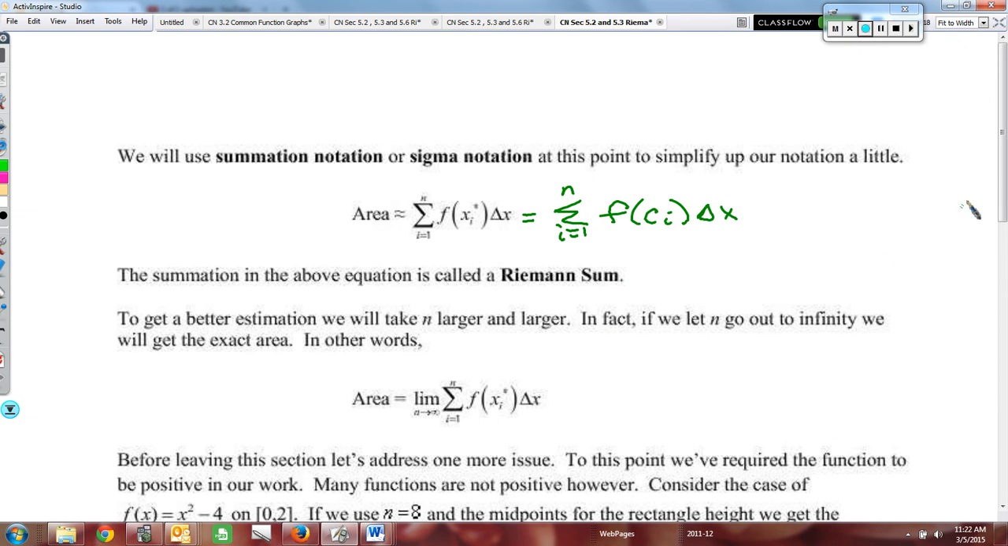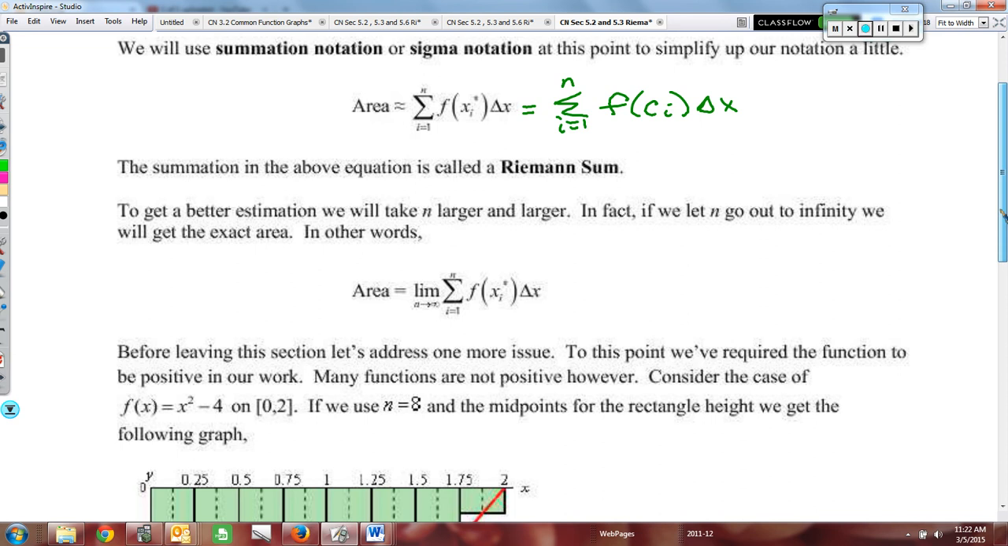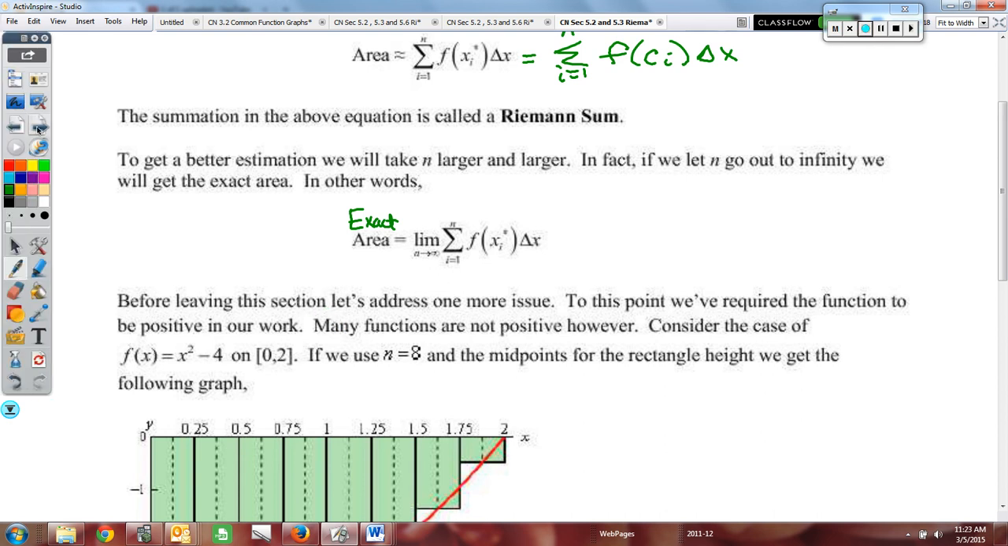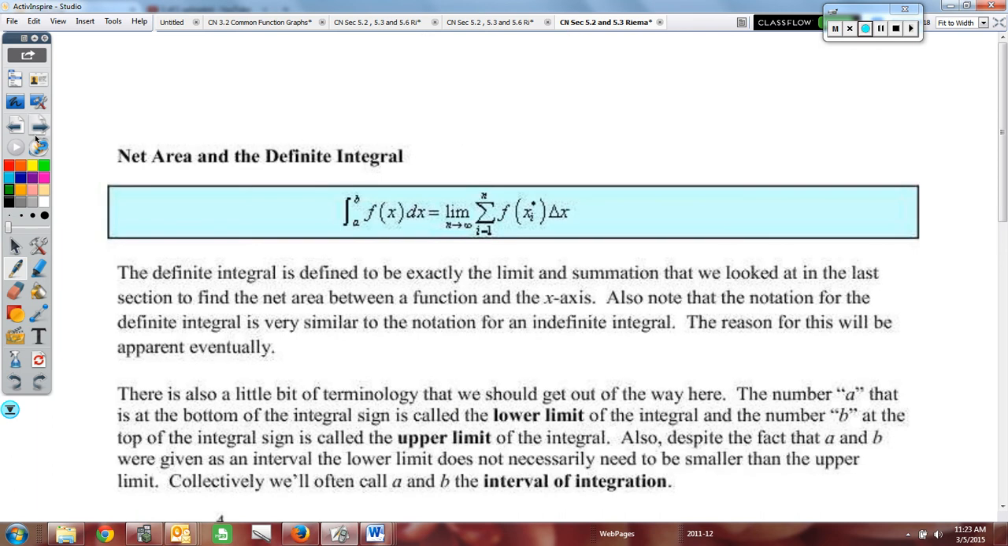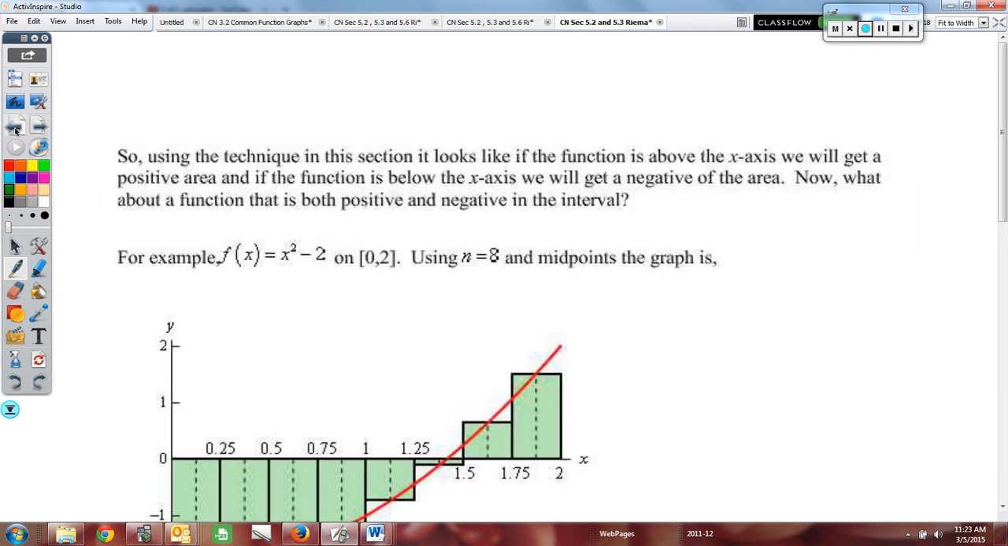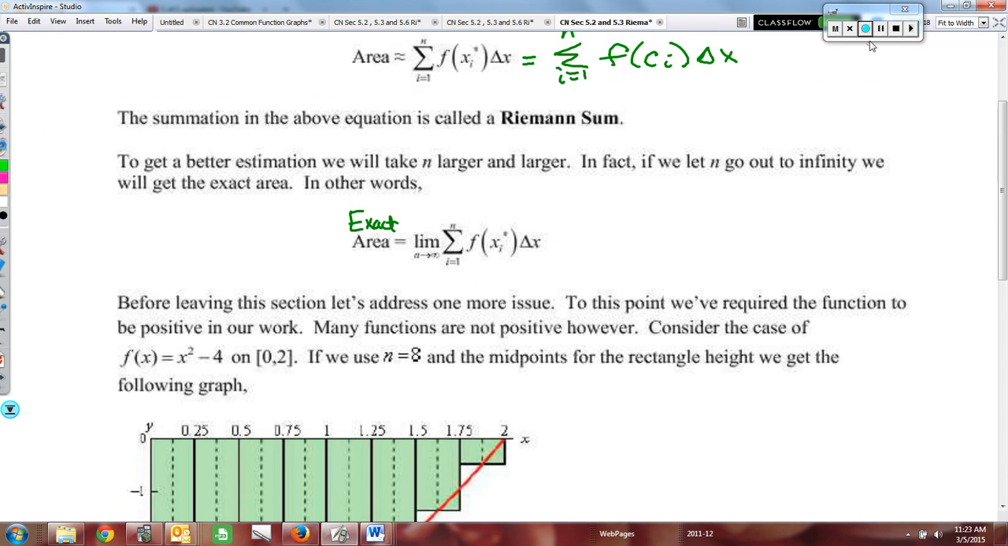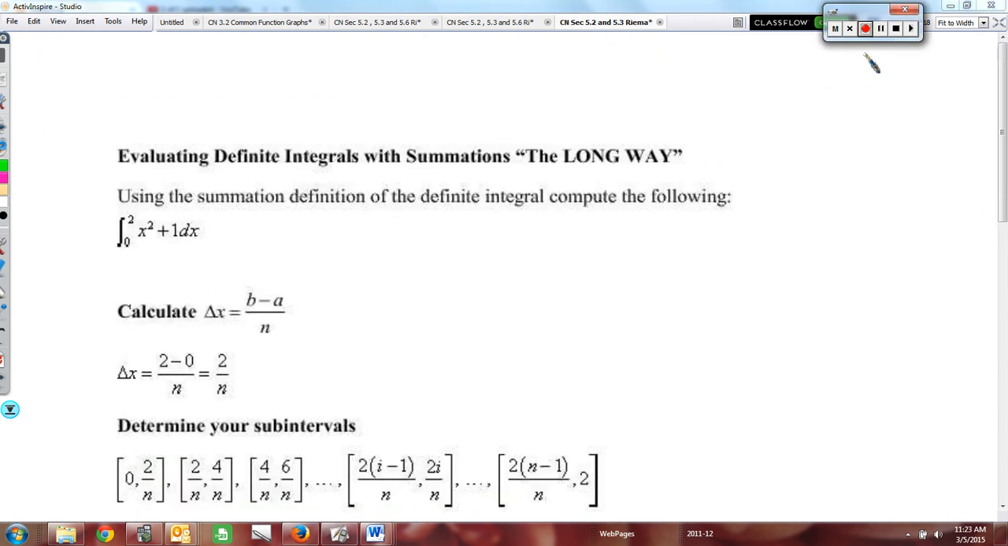If I want a better approximation, I want to let the number of rectangles increase. So I'm going to take the limit as n goes to infinity of this formula, and then it turns into the exact area. Now, I'm going to skip what's below for a second. Pause for just a second. All right, so here is this example, the one that we started with at the beginning.